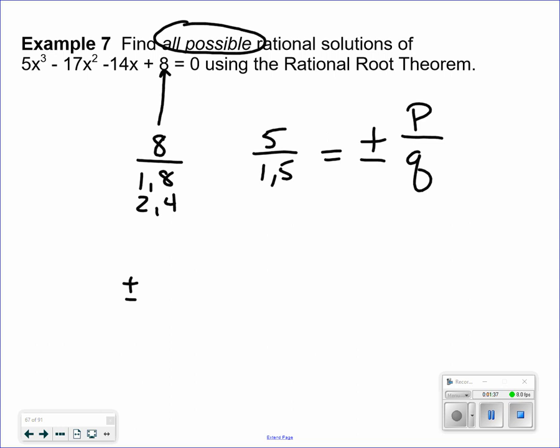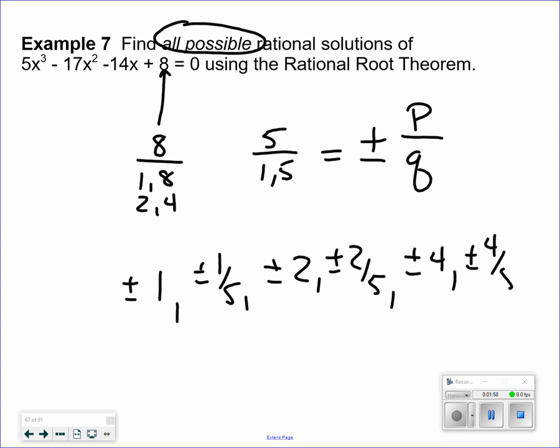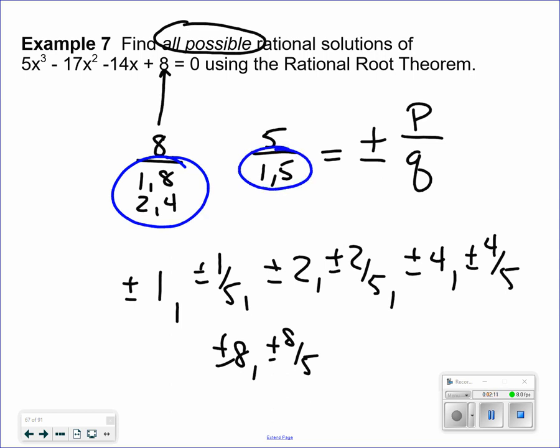Meaning, I'm going to take 1 over 1, and then 1 over 5. That is the 1 over each of the q-values. Then I'm going to do the same thing for the next one: 2 over 1 and 2 over 5. The next one is 4 over 1 and 4 over 5. And the last one is 8 over 1 and 8 over 5. Notice that I took all of the p-values and divided each one by each of the q-values. That is the possible list.